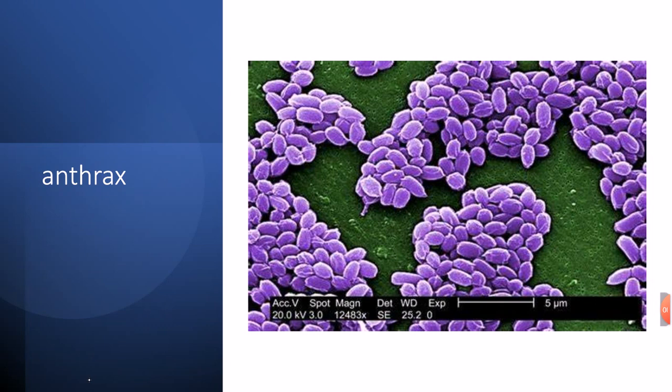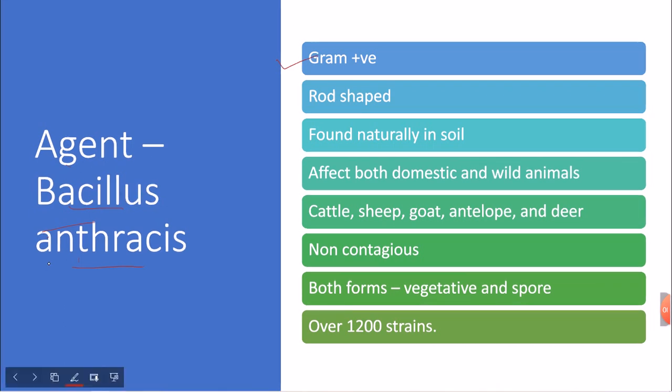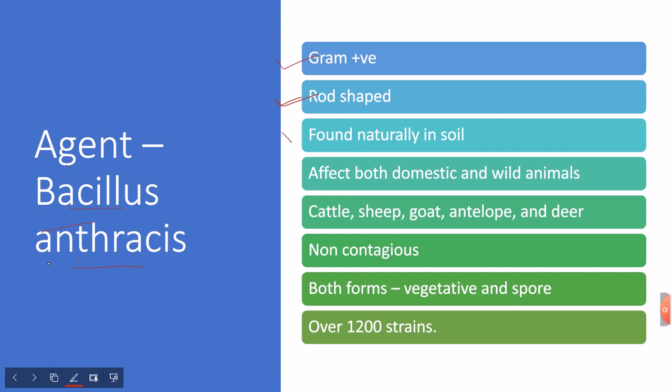Next, we have the anthrax. You can see over here they are rod shaped, and the next slide shows that its agent is Bacillus anthracis. They are gram-positive bacteria. They are rod-shaped bacteria. Along with this, they are found naturally in soil.